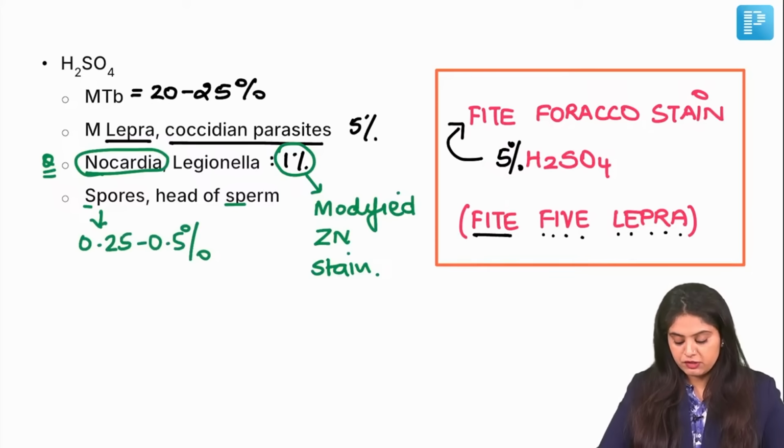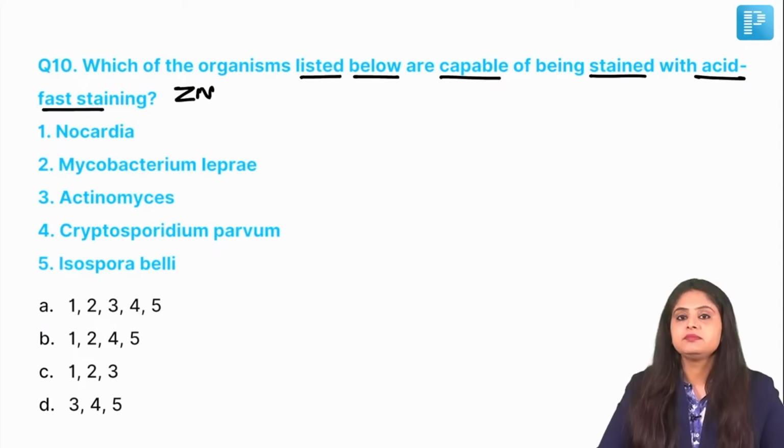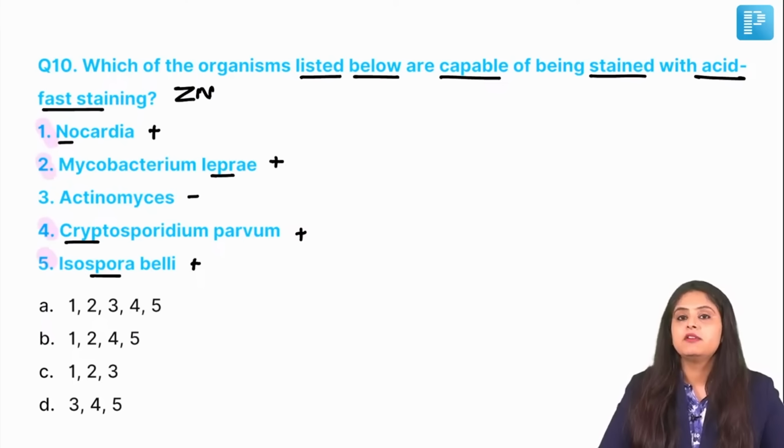This is settled, which brings me to the next question in today's test. Which of the following organism listed below is capable of being stained with acid-fast staining? So was Nocardia part of it? Yes. Leprosy, बिल्कुल yes. Actinomyces तो नहीं पढ़ा. Okay, what is this? Cryptosporidium and Isospora. These are the coccidian parasites. So 1, 2, see first I made my answer. मेरे हिसाब से 1, 2, 4, 5.